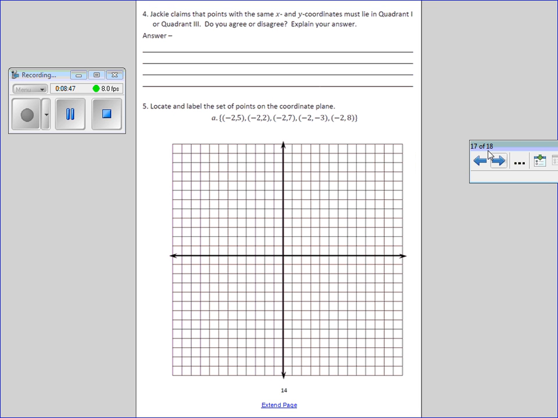Number 4 is a really, really interesting question. And I will even tell you that I got it wrong the first time I read it. Jackie claims that points with the same x and y coordinates must lie in quadrant 1 or quadrant 3. Do you agree or disagree? Can I just say, who agreed? Who disagreed? Who wasn't sure what to do?